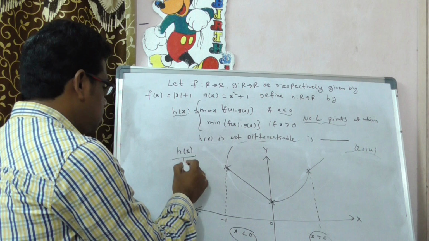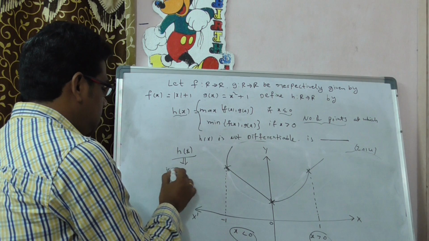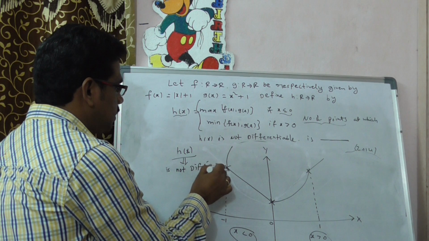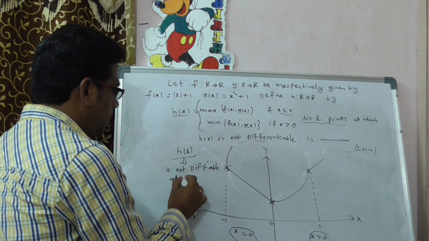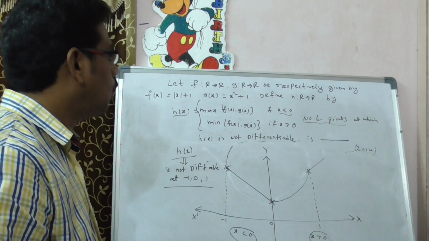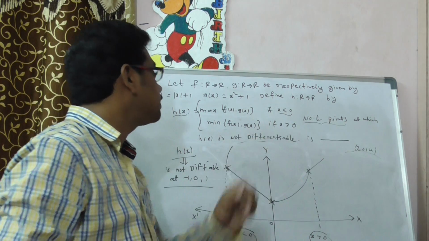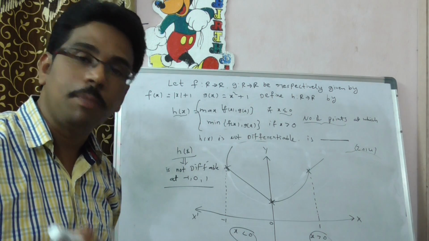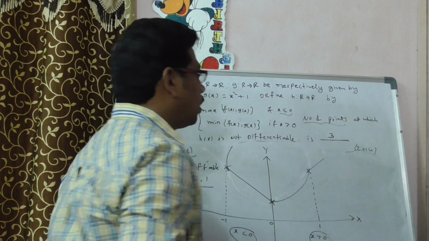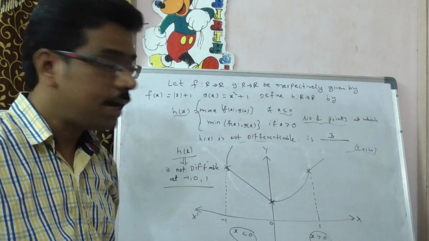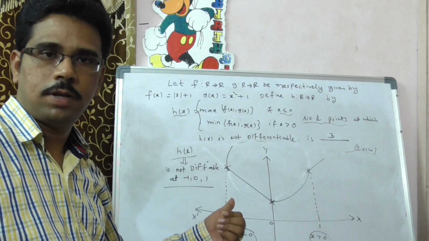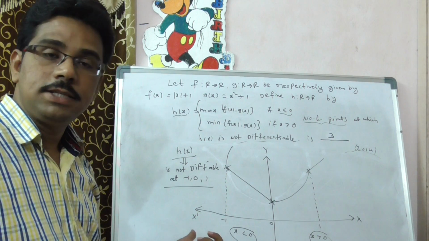What is the final conclusion? h of x is not differentiable at the points minus 1, 0 and 1. Now what is the question? The number of points at which h of x is not differentiable is, what is your answer? 3. The number of points here is 3. This is a 2014 Advanced question.